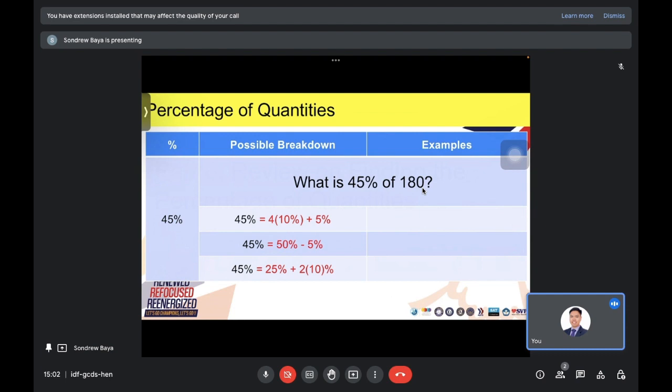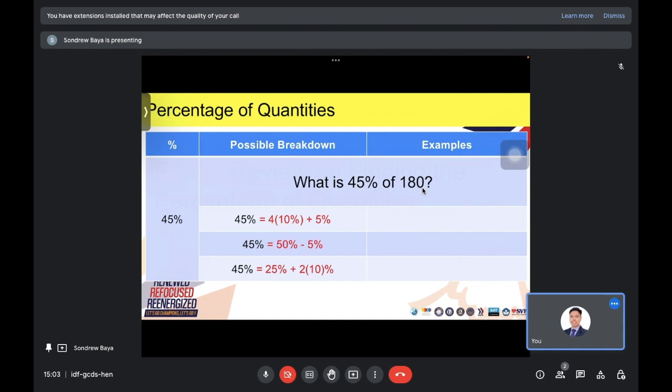But what I wanted to promote and to use in this particular example would be by using the common percentages so that you can do this mentally. Okay, at least when you go to the store, you can use the concept, the skill in finding the percentage of quantities mentally. For you to be able to do that mentally, you need to use the common percentages, because the common percentages are those percentages that are easy to use or easy to compute.